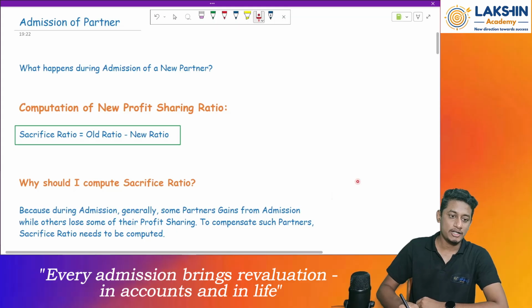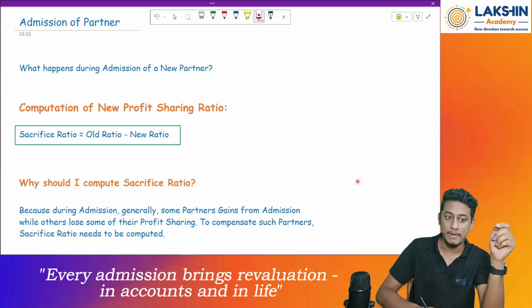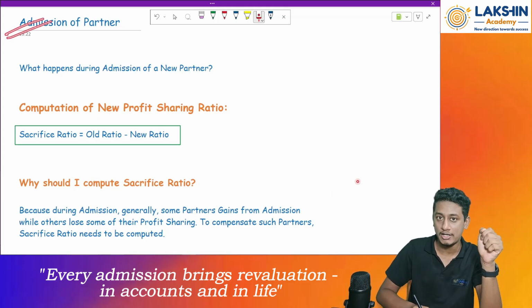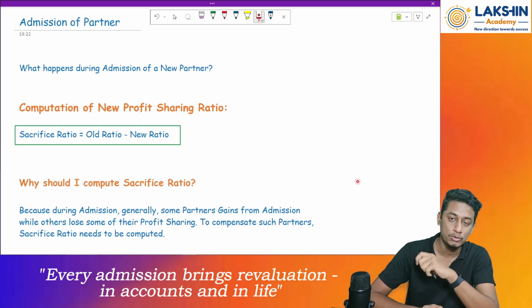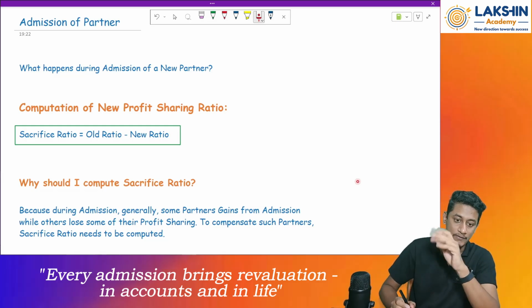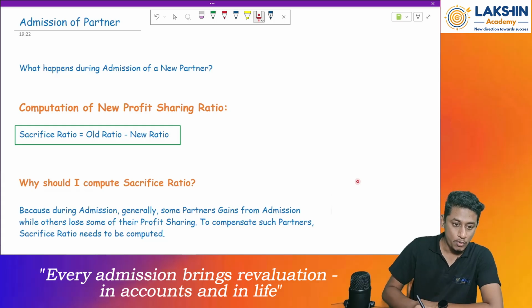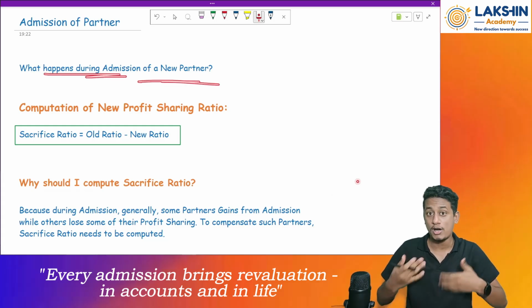Hello everyone. So today we are going to start with the third unit of partnership accounts, that is admission of a partner. What happens when a partner is admitted to a partnership firm? In that case, how do we prepare the books of accounts? First of all, let's start with the story. What happens during admission of a new partner? Let's see what happens during admission.